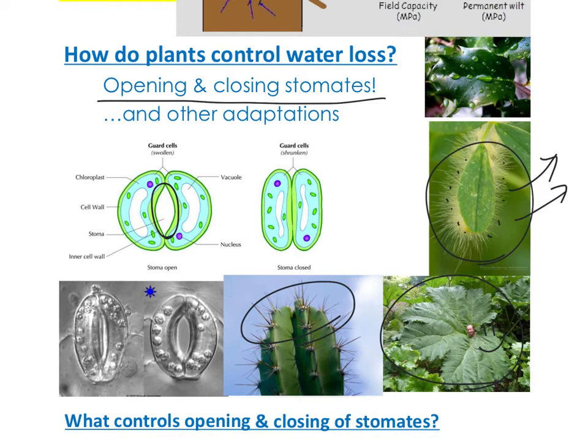Another adaptation shown on this slide is a waxy covering called a cuticle. That kind of works like the hairs, where the idea is to reduce the amount of airflow over the plant and keep water molecules trapped close to the surface of the leaf.